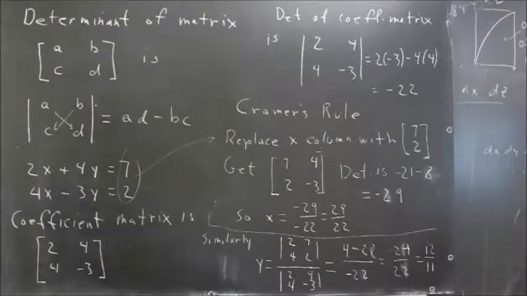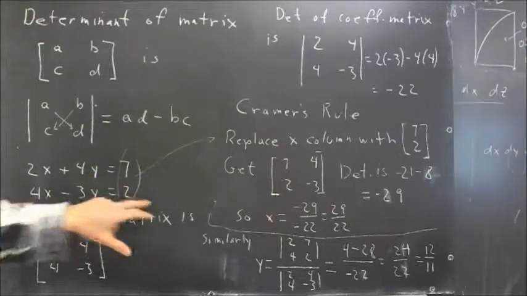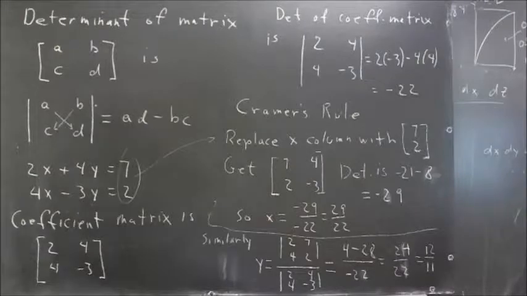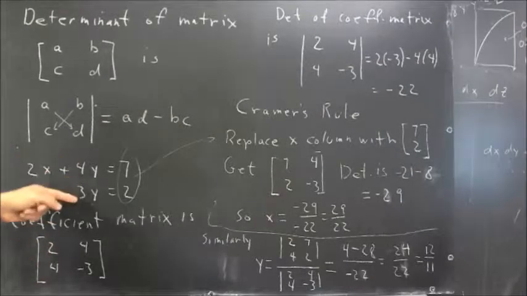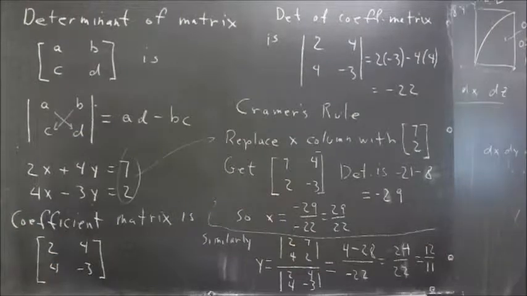So let's apply this to the system 2x plus 4y equals 7, 4x minus 3y equals 2. And to apply it, a couple of things we do. First thing we do is form the coefficient matrix. And this is something we've seen before. It's simply the coefficients of x in the first column, the coefficients of y in the second column. So here's your coefficient matrix.